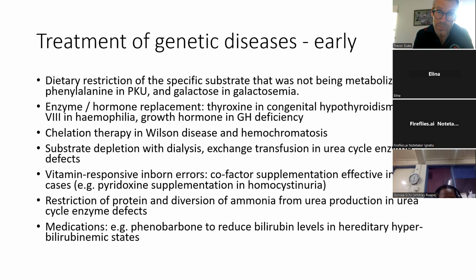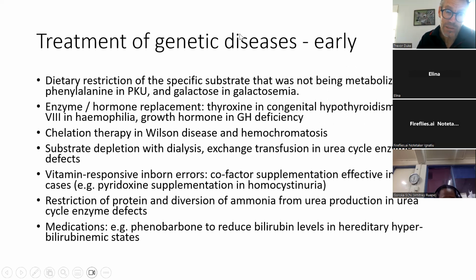We've already discussed enzyme replacement for congenital hypothyroidism. Factor VIII therapy in haemophilia is an obvious one. Children with haemophilia have a deficiency of factor VIII. It has a genetic basis, X-linked mostly. And if they get replacement of that factor, either with factor VIII concentrate or with fresh frozen plasma, or even with whole blood, then they may not be cured of their haemophilia, but their haemophilia can be treated.